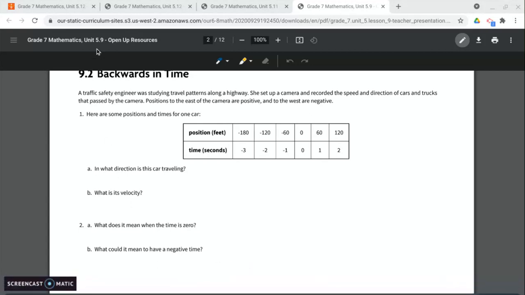So backwards in time, a traffic safety engineer was studying travel patterns along a highway. She set up a camera and recorded the speed and direction of cars and trucks that passed by the camera. Positions to the east of the camera are positive and to the west are negative. Here are some positions and times for one car. So we've got this here. In which direction was the car traveling?